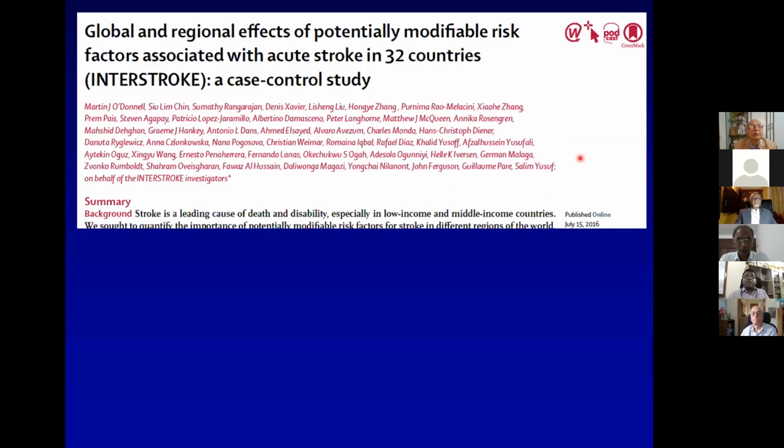Let me complement this with a more recent study done by more or less the same group. Dr. Prem Pais and I were involved in the study as well. This is INTERSTROKE, done in 32 countries.